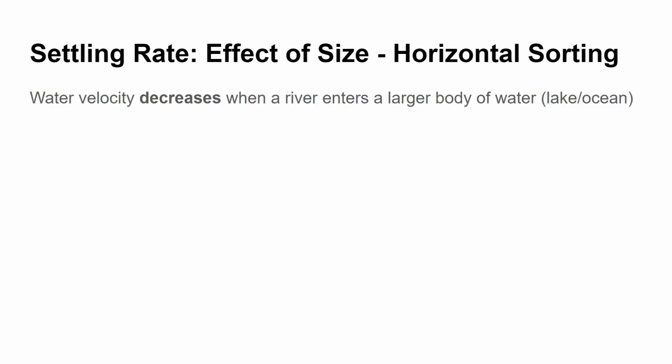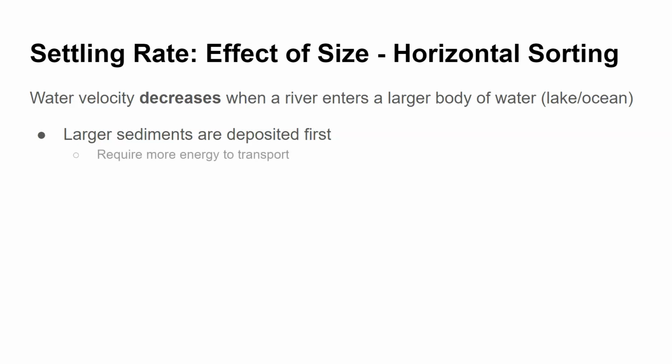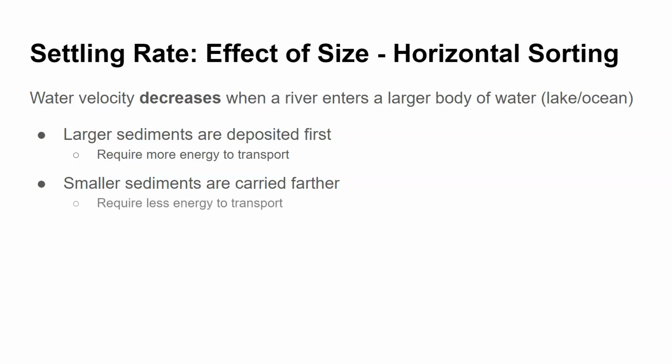An important thing to know is that water velocity decreases when a river enters a larger body of water, something like a lake or the ocean. And why is this important? Well, it's because larger sediments get deposited first. Why is this? It's because larger sediments require more energy to transport. When the water slows down, there's not enough energy to continue to carry them, so they get deposited. So that also means that smaller sediments are going to be carried farther into the lake, into the ocean. Right? And that is because they require less energy to transport.